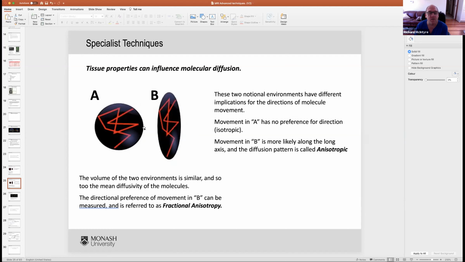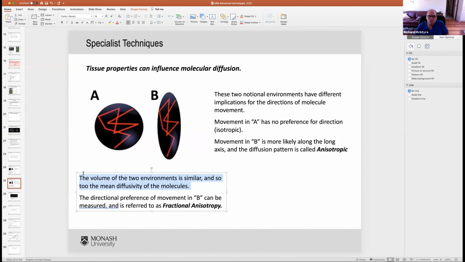What about if we have a cell, we've got our original cell A, what about if we have a cell that's oblong? I'm going to give you a hint, it's more like a nerve cell in the body. So the volume of two environments is similar, and so too the mean diffusivity of the molecules. The directional preference of movement in B can be measured and is referred to as fractional anisotropy. So we know isotropy is the movement in any direction.